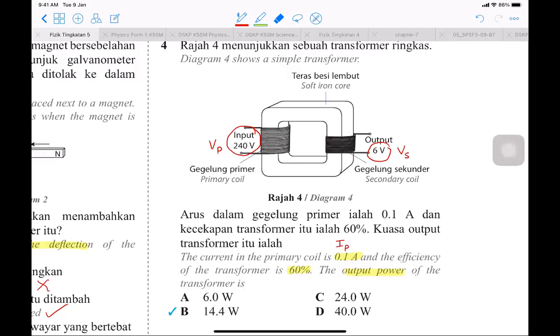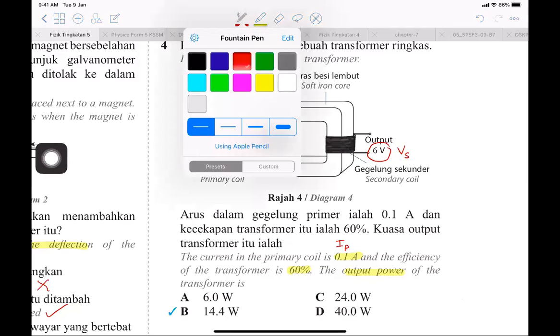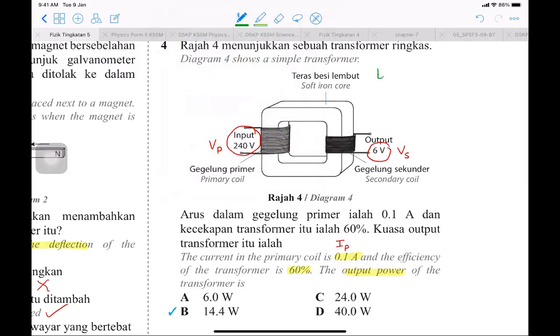Show juga. Okay, so formula yang kita guna di sini, for efficiency, we will be using efficiency equals power output over power input, times 100%. Kan? This is the formula. Now for power, this is the formula for power. P equals to IV.